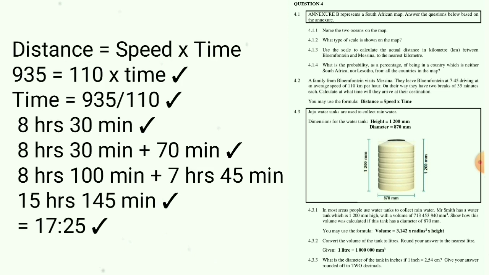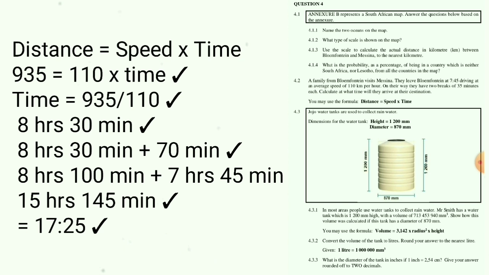Distance equals speed multiplied by time. All of you know that. 935 is the distance, which we already calculated in 4.1.3. So 935 equals 110 multiplied by time. Do we have the time? We don't, so we swap: time equals 935 divided by 110. Then we find the answer, which is about 8.5. We don't actually round off, we convert it and say 8 hours 30 minutes.